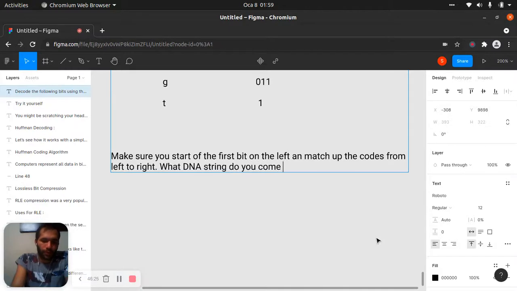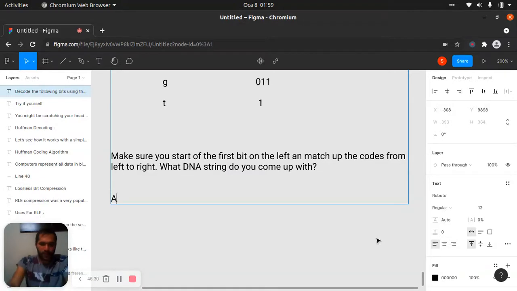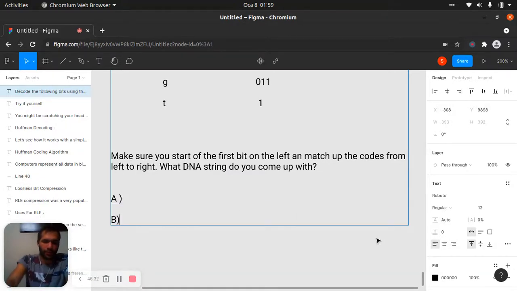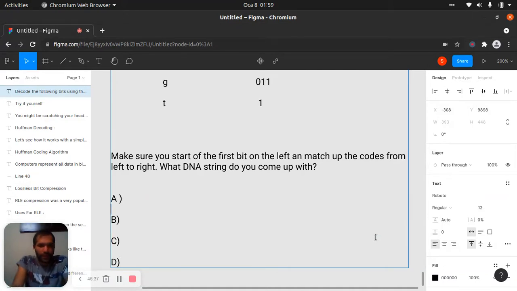Do you come up with? Have you solved it? Let's write it. A, B, we have C, we have D. The A will be, let's say, down. Okay. This point, just come back right here. The A will be here. Thymine, guanine, thymine, cytosine, and thymine.